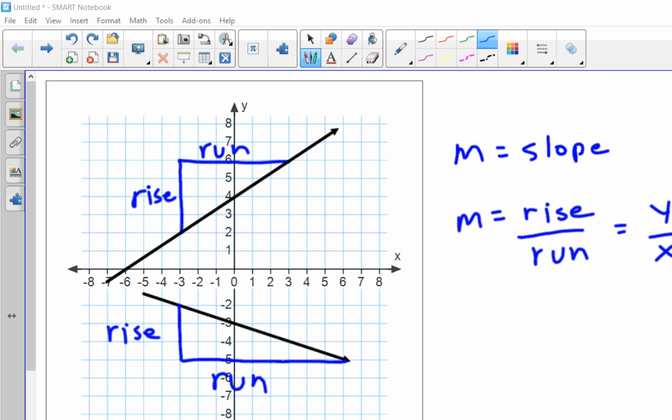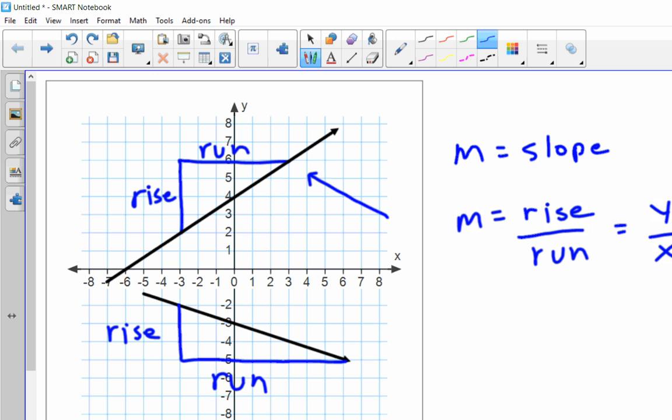So if we go back and look at this graph, I've got two different lines and I'm looking at the slope of each one. Let's look at this first one here. First off, we're going to look at how the line is going. If you read it like a book, left to right, this line is going up. So this would be called a positive slope.